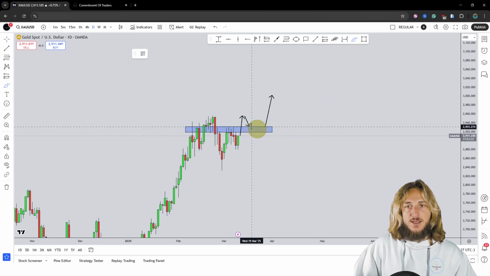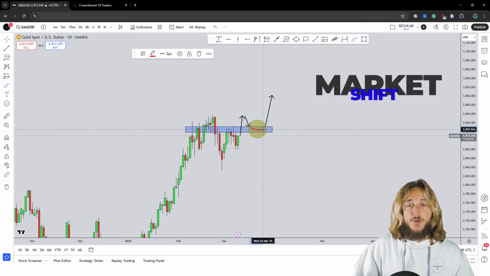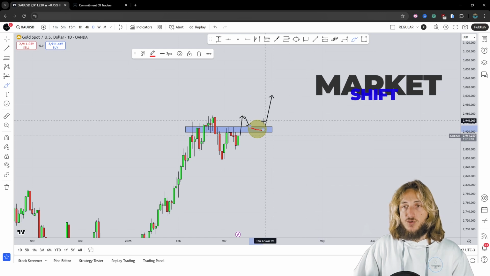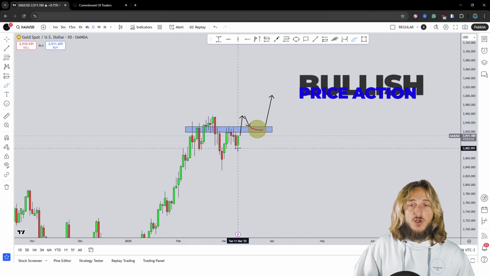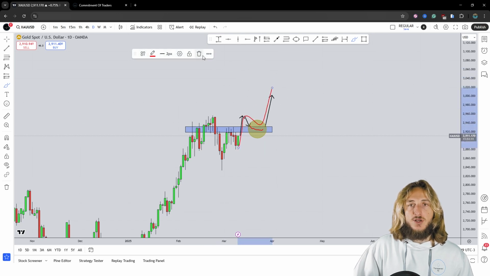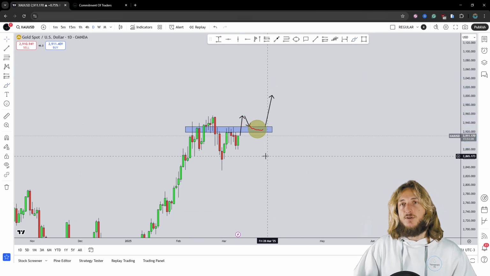Therefore, what I would expect is that if this market would shift from an intraday bearish to bullish market, I wouldn't be surprised to see a potential rejection to the upside away from this level for the market to complete this daily impulse correction and impulse pattern to the upside. That definitely wouldn't surprise me.